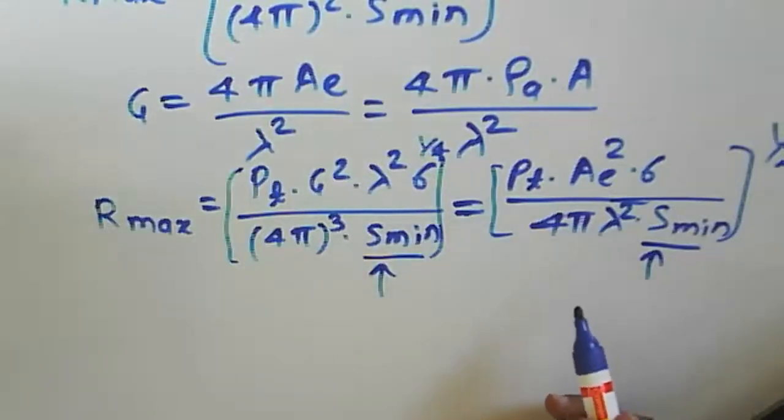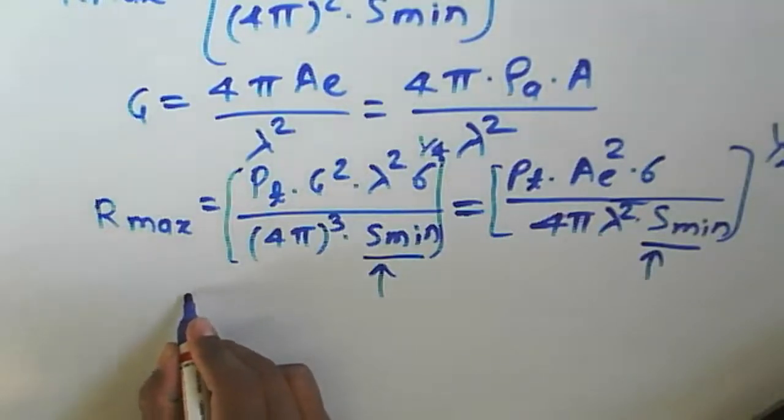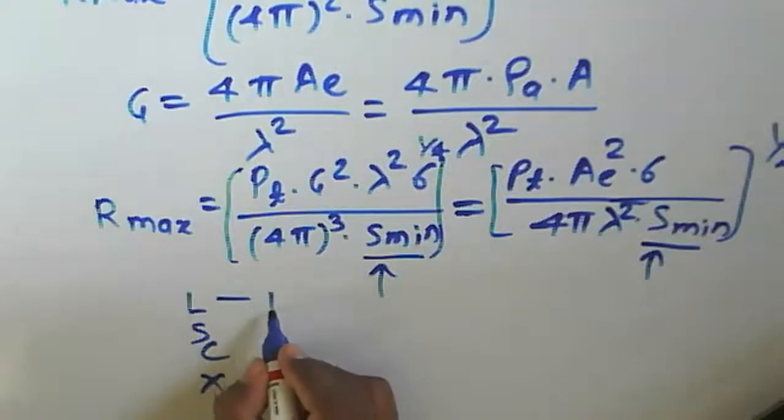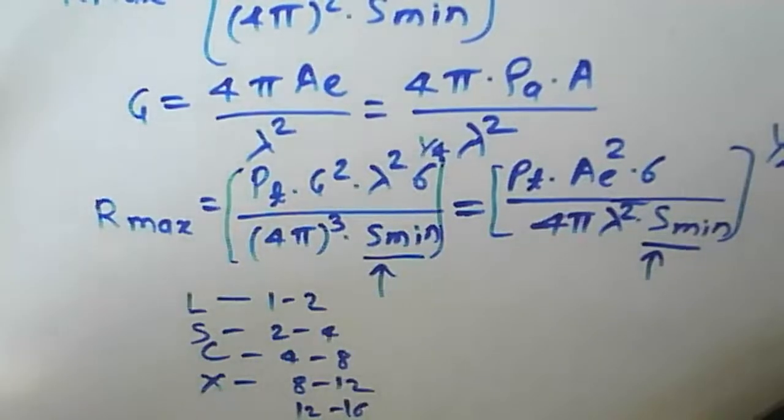We have already discussed that there are various frequency ranges. A radar is assigned a different frequency range; we have seen L band, S band, C band, X band, that is 1 to 2 gigahertz, 2 to 4 gigahertz, 4 to 8 gigahertz, 8 to 12 gigahertz, then 12 to 16. So we have the different ranges of the radar.